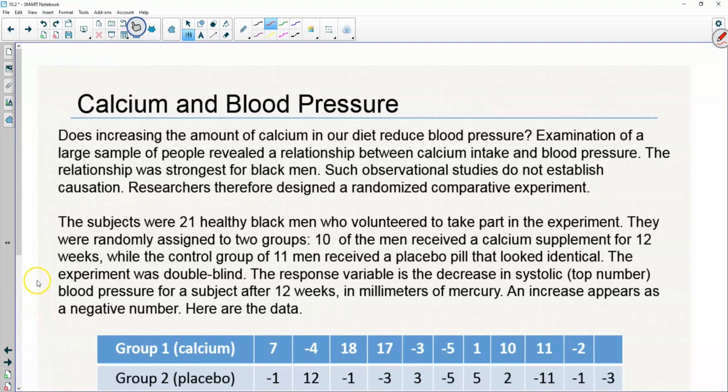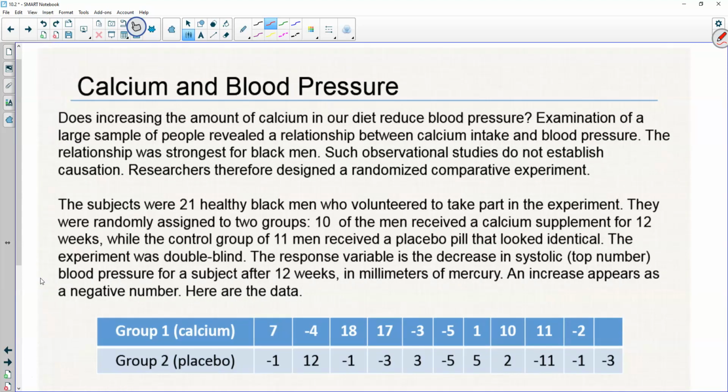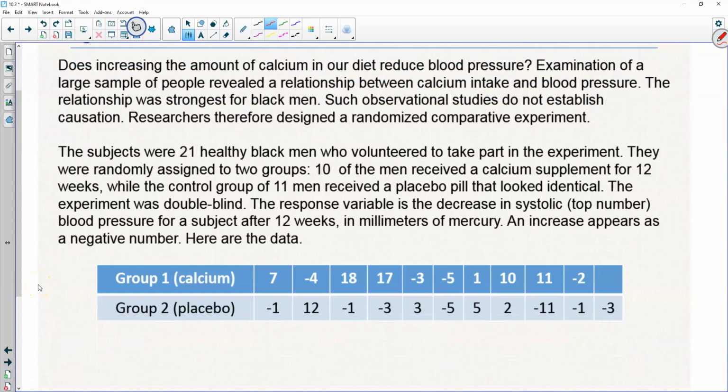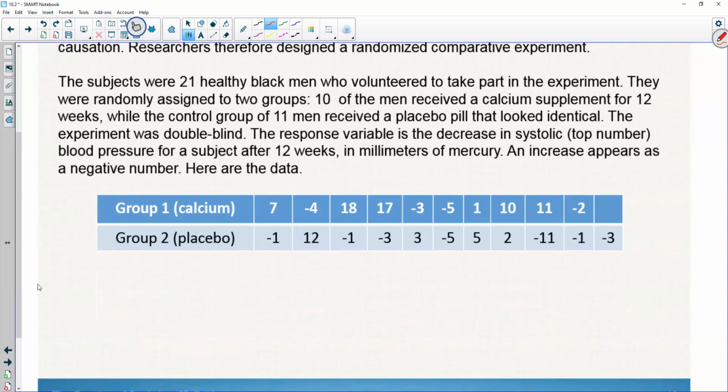Okay, so let's go through one of these tests here. Does increasing the amount of calcium in our diet reduce blood pressure? Examination of a large sample of people revealed the relationship between calcium intake and blood pressure. The relationship was strongest for black men. Such observational studies do not establish causation, so researchers therefore designed a randomized experiment to compare. There were 21 healthy black men who volunteered to take part in the experiment. They were randomly assigned to 2 groups. 10 of them got the calcium supplement, while the control received a placebo pill that looked the same. The experiment was double-blind. The response variable was a decrease in systolic blood pressure for a subject after 12 weeks.